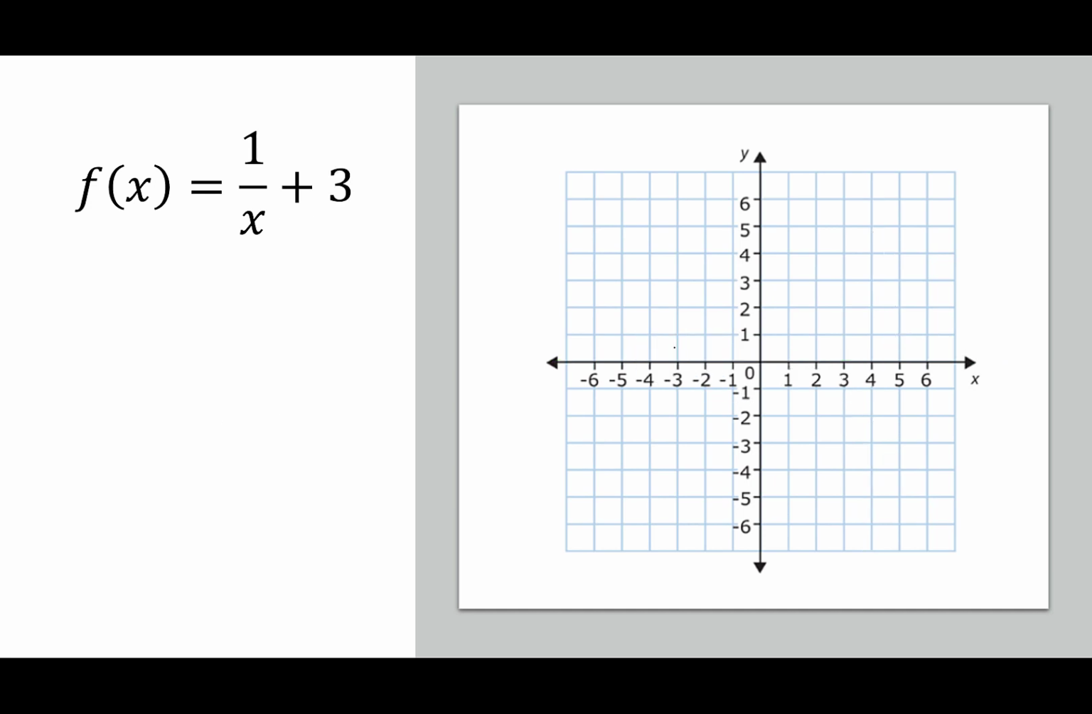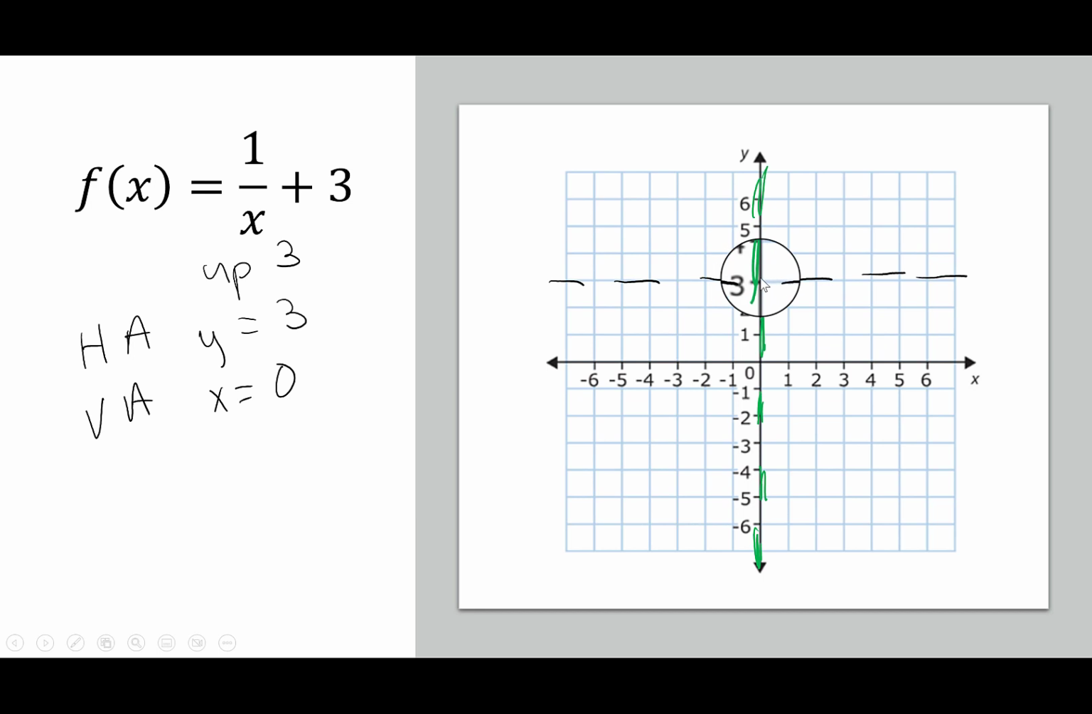So let's look at that a different way. I have 1 over x plus 3. So this time the plus 3 outside says this is going to be a vertical transformation up 3. So since I'm going up 3, I know that I'm moving my horizontal asymptote. So my horizontal asymptote goes up to y equals 3. That says my vertical asymptote didn't move. It'll still be at x equals 0.